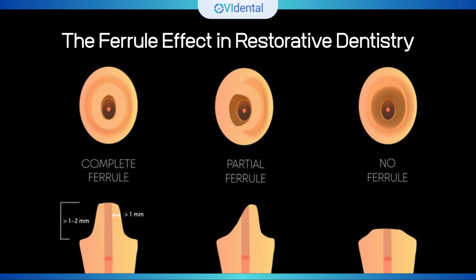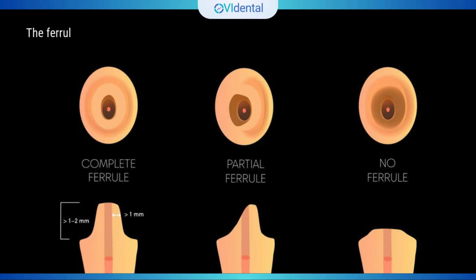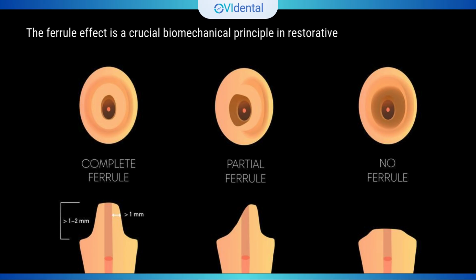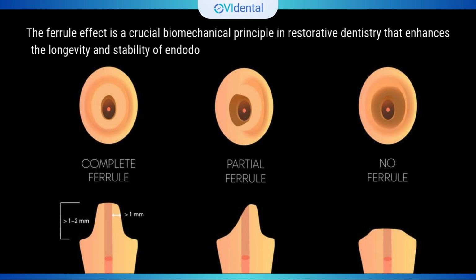The Ferrule effect in restorative dentistry. The Ferrule effect is a crucial biomechanical principle in restorative dentistry that enhances the longevity and stability of endodontically treated teeth restored with posts and crowns.